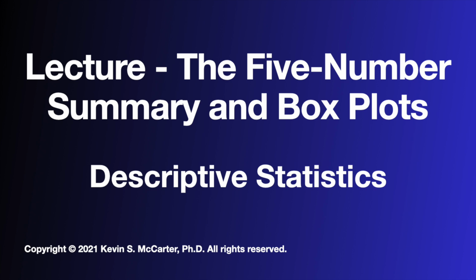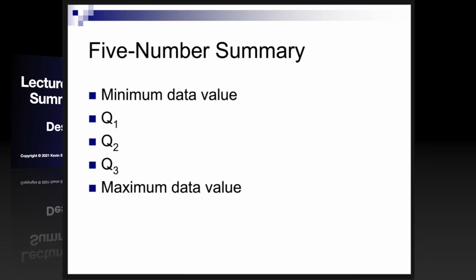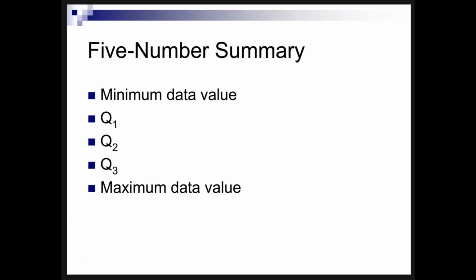Now, in this lecture video, we're going to look at what's called the 5-number summary. The 5-number summary consists of 5 summary statistics that we've already looked at. It contains the 2 extreme values, the minimum value and the maximum value in the data set. It also includes the 3 quartiles, so Q1, Q2, and Q3.